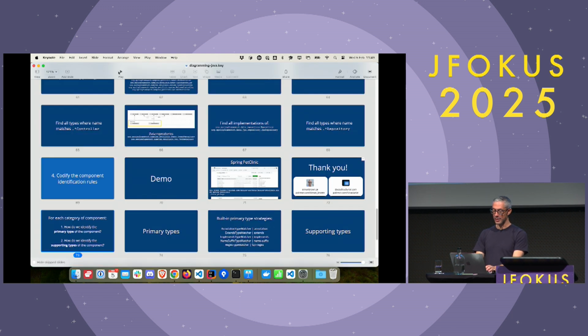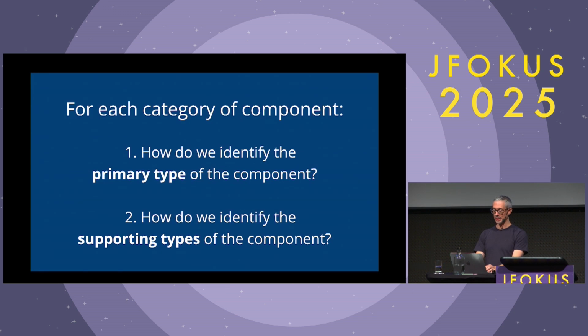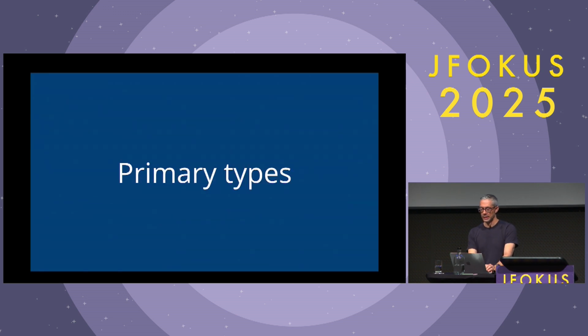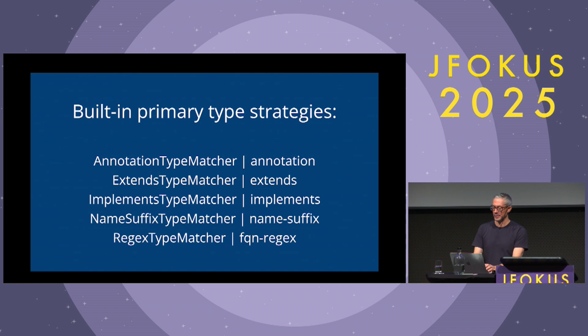I do want to talk briefly about the primary and supporting types. There's a bunch of different ways you can identify primary types, and again, this is based upon all those architectural encoding styles I showed you before. If you have annotations, there's an annotations matcher. If you are extending a base class, you can use the extends type matcher. If you're implementing an interface, there's a matcher for that, a name suffix matcher, and there's a regex type matcher.